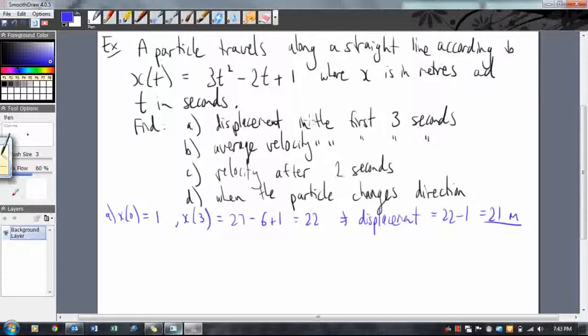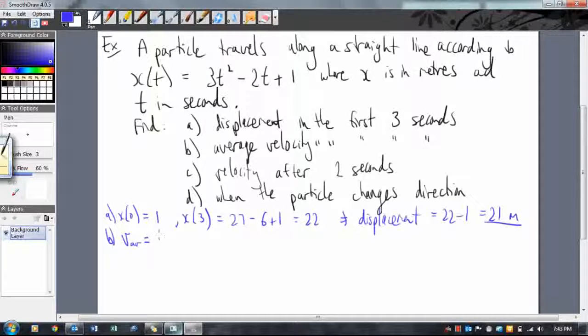How much has it moved? That's what displacement is asking. Not the total distance travelled, just how far has it ended up from where it started. Secondly, average velocity. I'm just trying to squeeze this in as much as I can, that's why my setting out's no good.